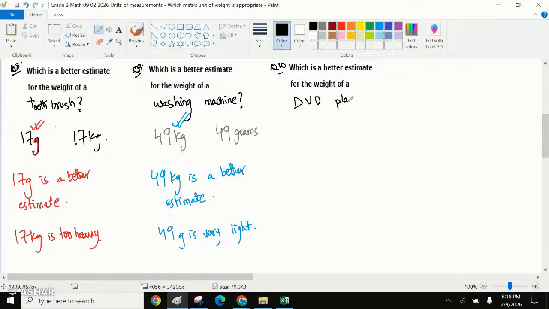DVD player. Okay, DVD is a CD, kind of a CD, right? CD was the round thing which glows, right? A reflective, right? So which is a better weight for a DVD player? That means digital video decoder. And which would be a better weight? Put a 3 kilogram or 3 grams. A DVD has to be heavy. Player has to be, the DVD itself is very lightweight, but the player has to be heavier, right?